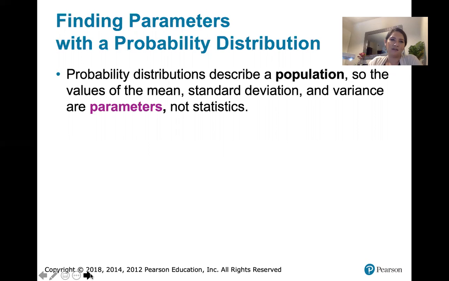So the mean, standard deviation, and variance that we calculate in this case describes the population, so we call those parameters. These are not the sample mean, the sample standard deviation, and the sample variance, because there is no sample. This is talking about what we expect to happen. So these are giving us theoretical mean, standard deviations, and variance for that population.